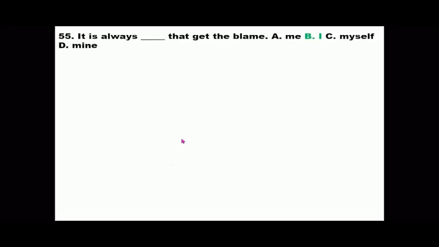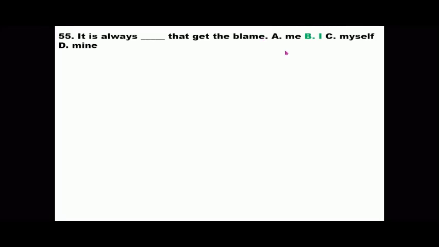55. It is always dash that get the blame. Now, again, this is a test of the kind of pronoun that should be used as a subject. You need to eliminate certain things to test which one is correct. When you remove all other things, can you say me get the blame? That would be incorrect. But you can say I get the blame. I always get the blame. All right? So it is I that get the blame.